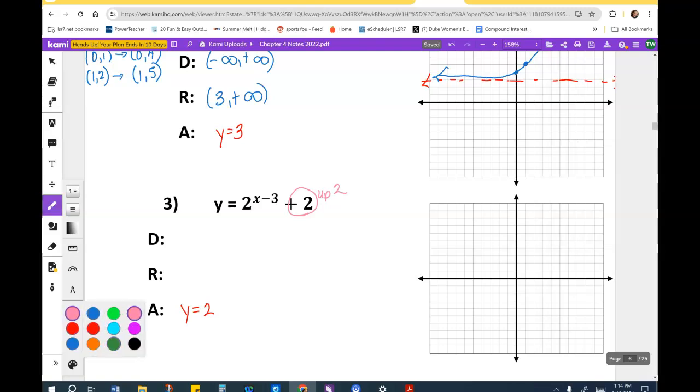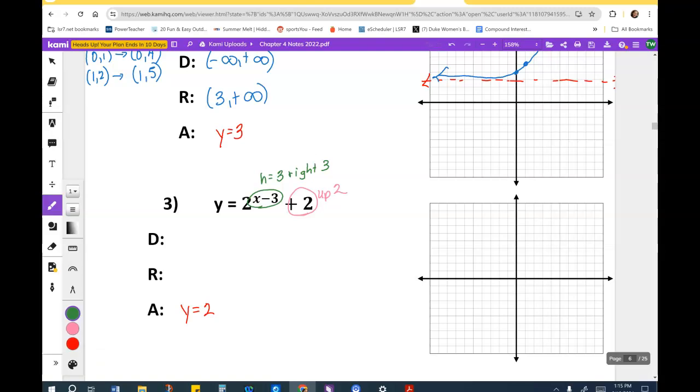And then with the x, I'm subtracting 3. So my h is a positive 3 because x is always a liar. It's the opposite of what it looks like. And that means I'm going to go right 3. So that's how my parent function is shifting. My x value is going to go right 3. My y value is going to go up 2.